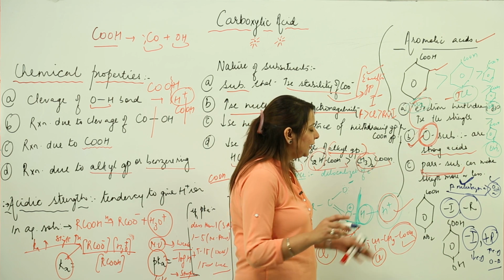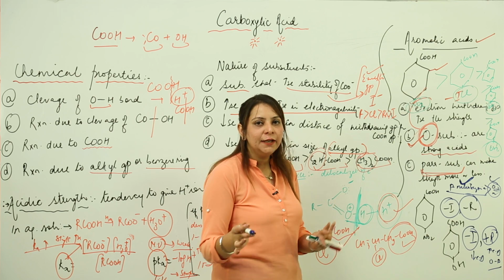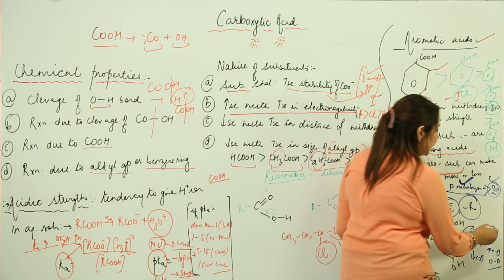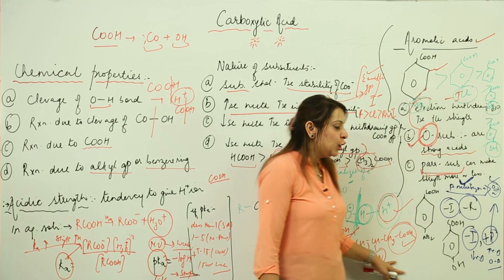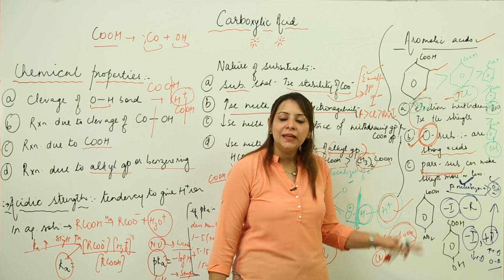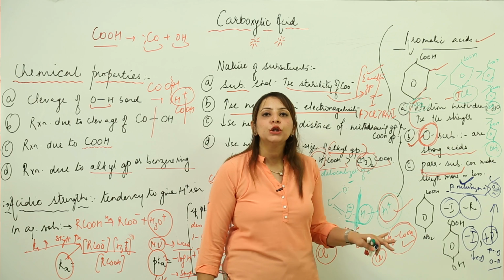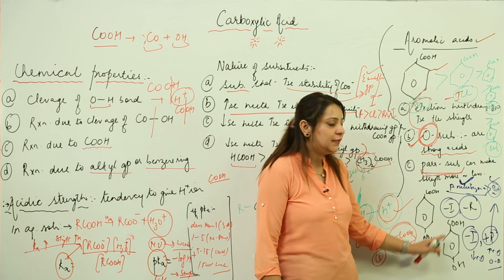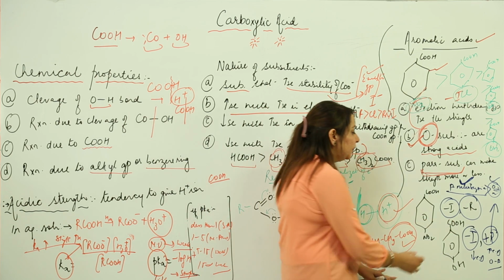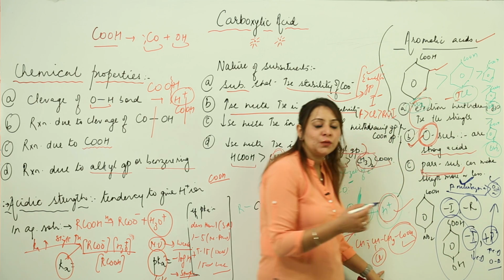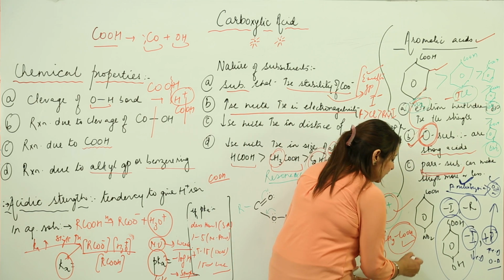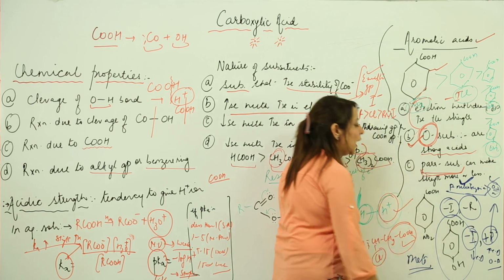So if we compare the magnitude of the minus I and plus R effects, we see that the magnitude of plus R is much higher. So it is going to increase the electron density at the ortho and para positions, due to which the ortho and para substituted carboxylic acids are going to be weak. Their strength will be weak as compared to the meta substituted. So this is how you are going to answer.